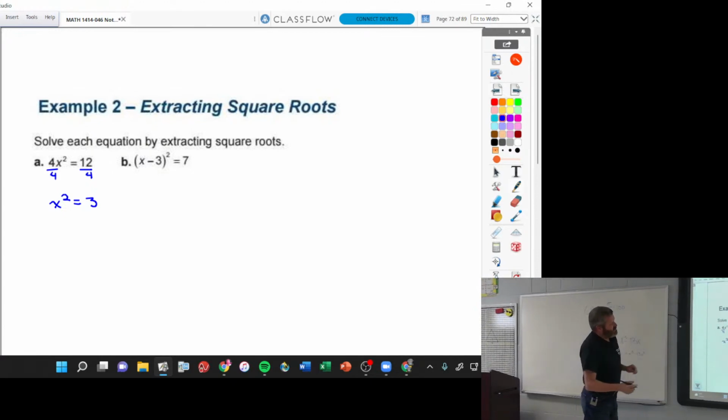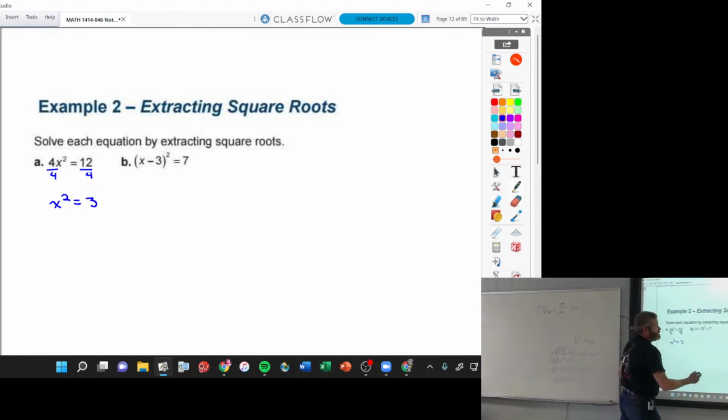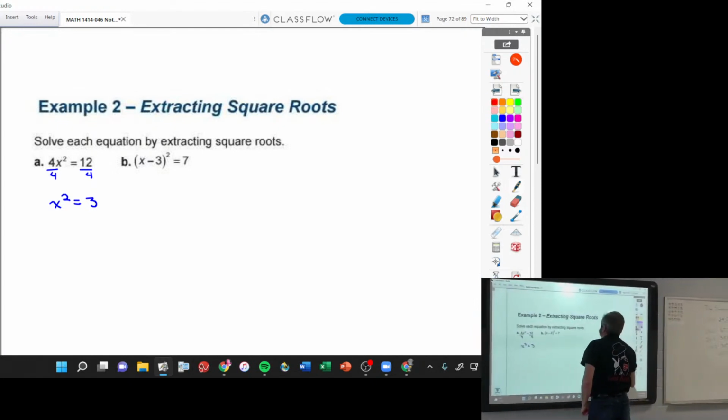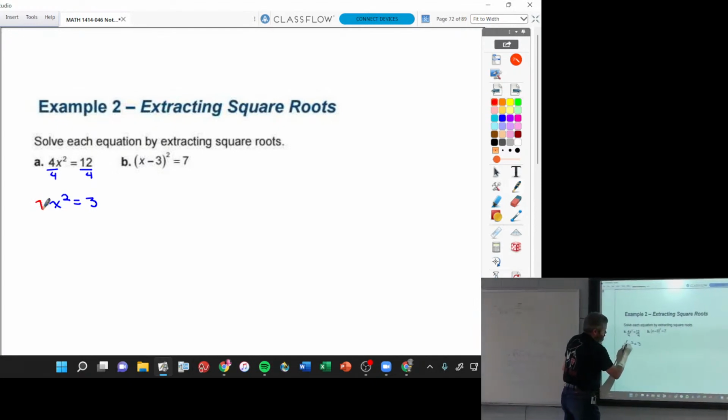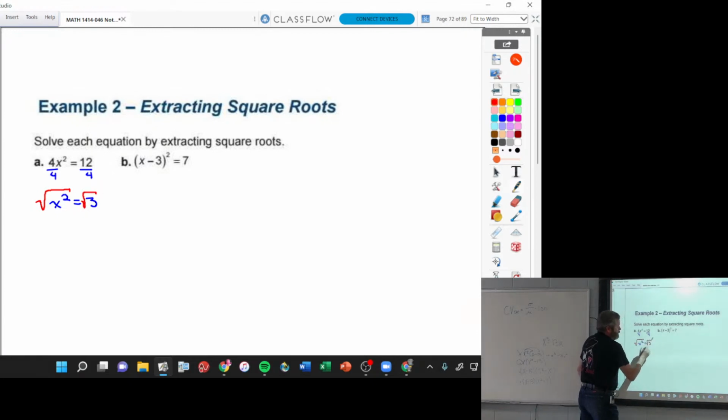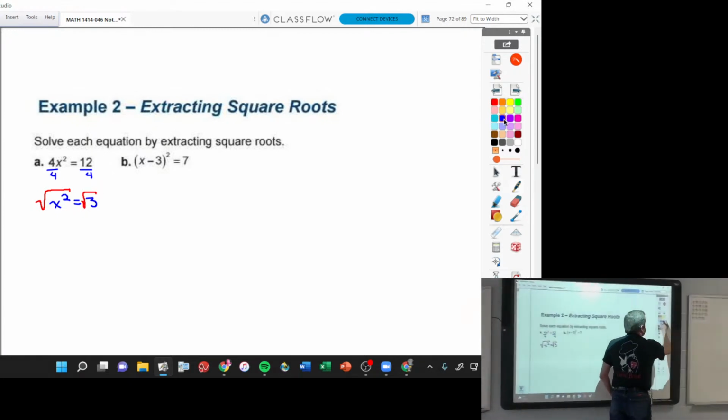And in this case, if I was to take the square root of both sides, the square root of x squared is simply going to be x.